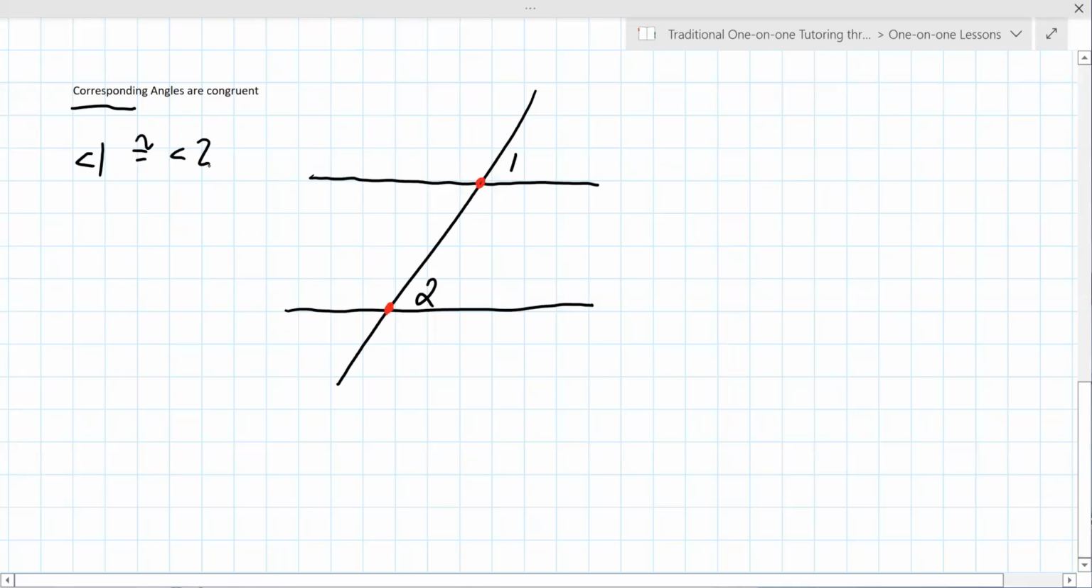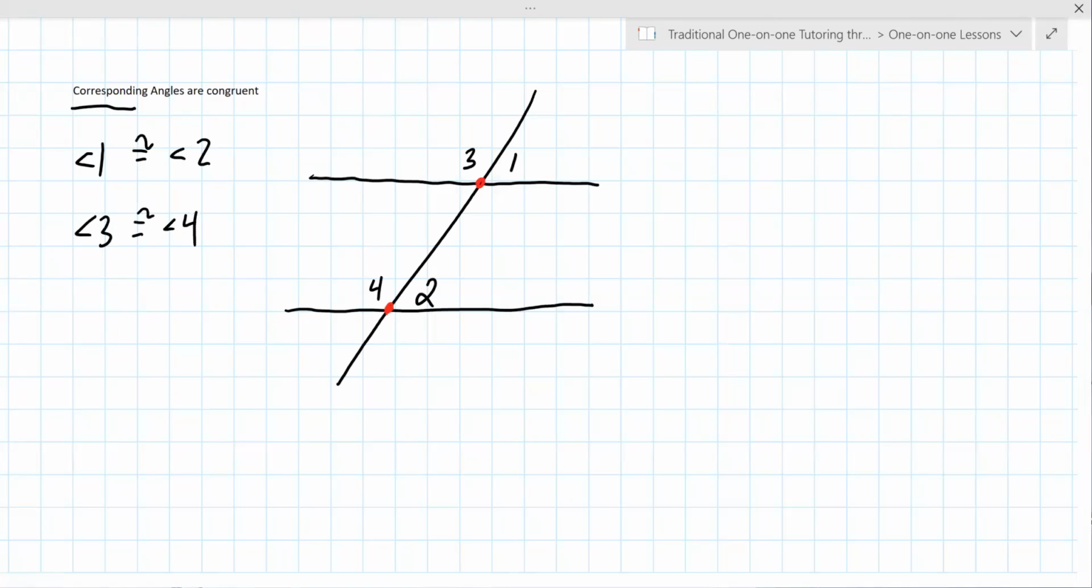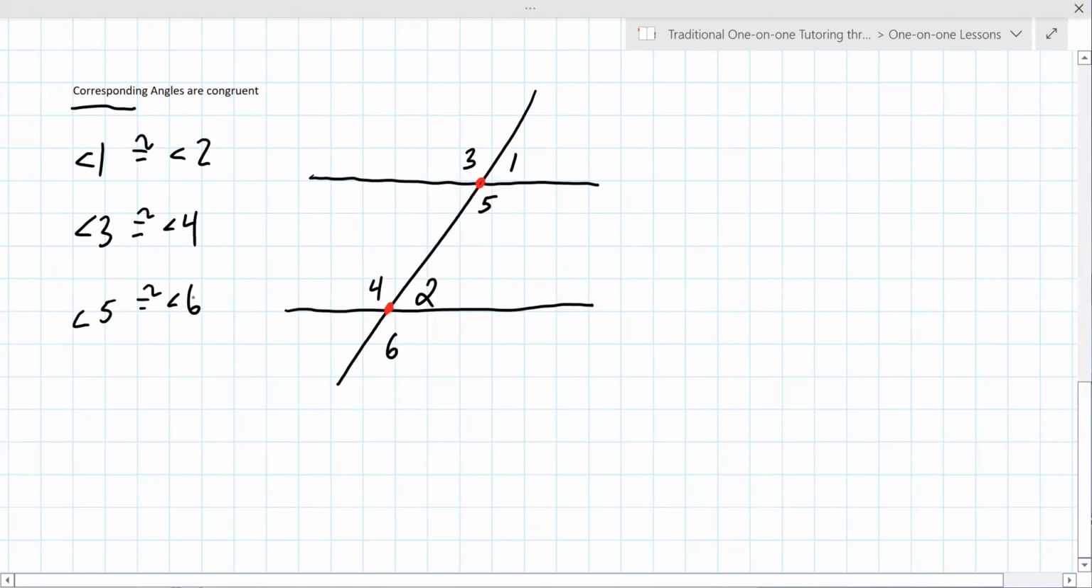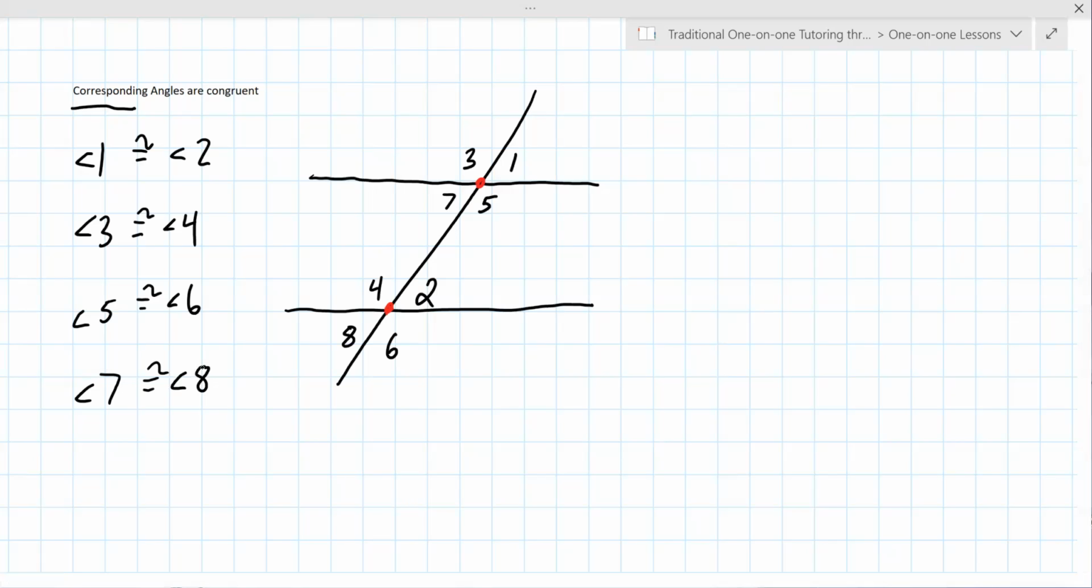Now there's a bunch more, but that's the starting place. Angle 3 is congruent to angle 4. These are labeled differently depending on what textbook you're using, but what's important is that the 3 and the 4 are top left, top left. Similarly, 5 and 6 are congruent, bottom right, bottom right. And then lastly, bottom left and bottom left, those are congruent. So these are the corresponding angles that you will see or need to know about.